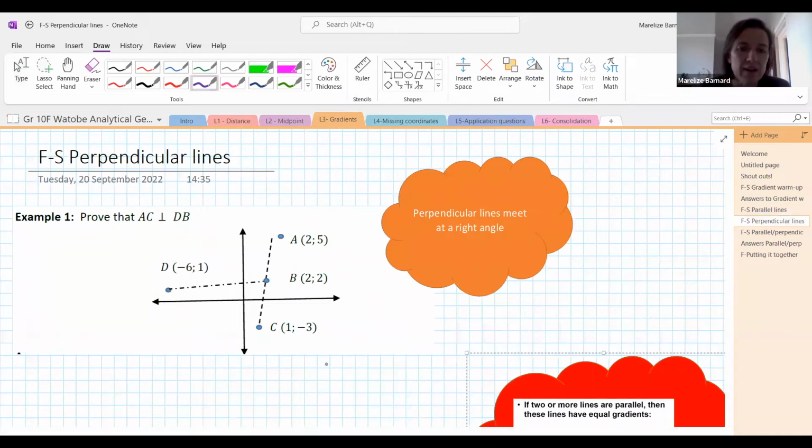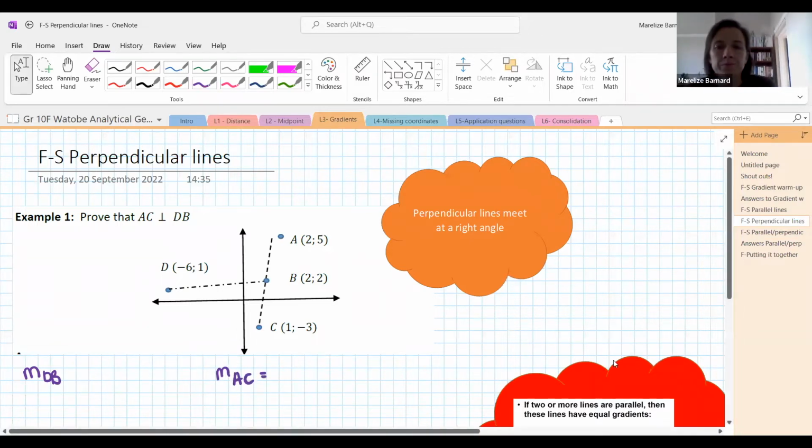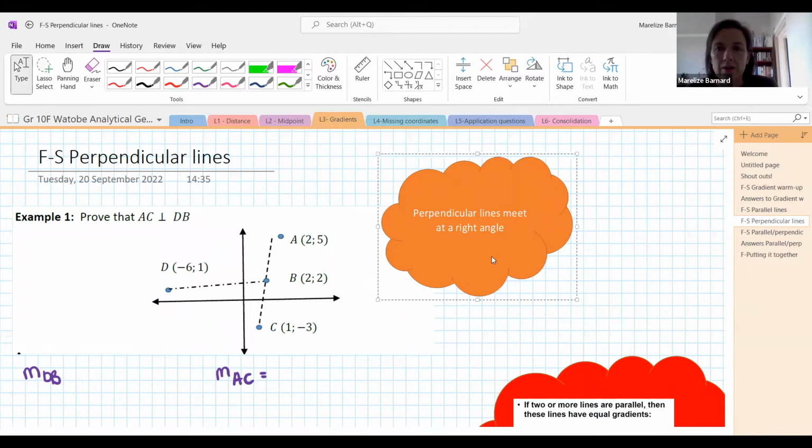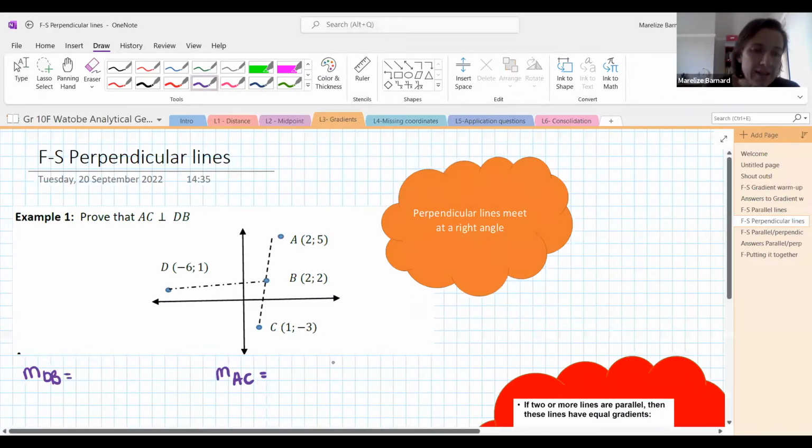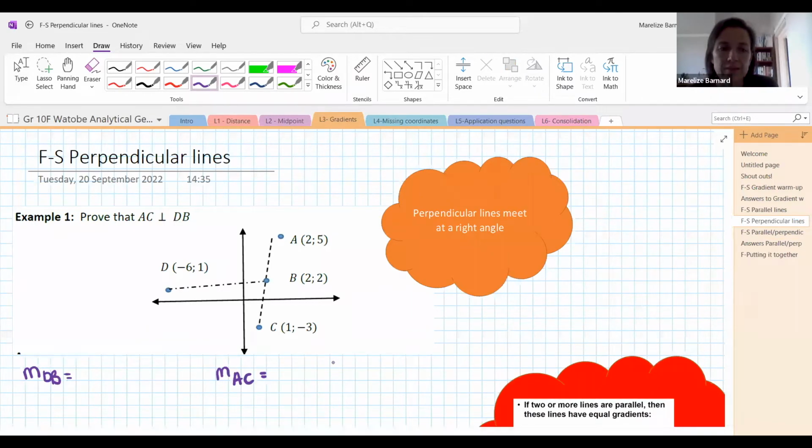Again, two lines. We have AC and DB. And again, I want you to calculate the gradient of DB and the gradient of AC. If you maybe don't know what it means when lines are perpendicular, remember it means that they meet at a right angle. So perpendicular lines meet at a right angle. But don't worry about that yet. I just want you to calculate the gradients of DB and AC.